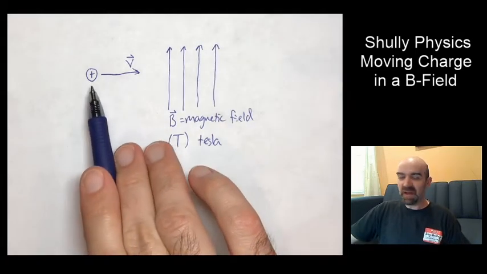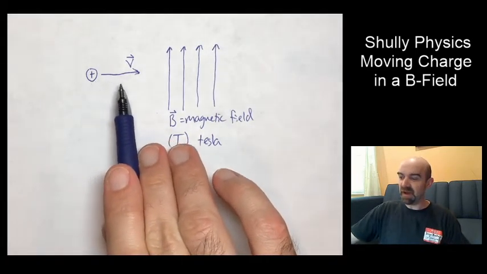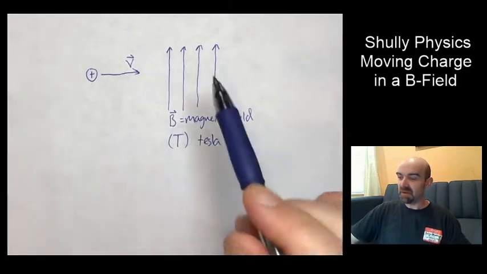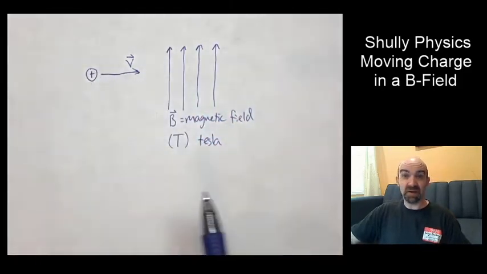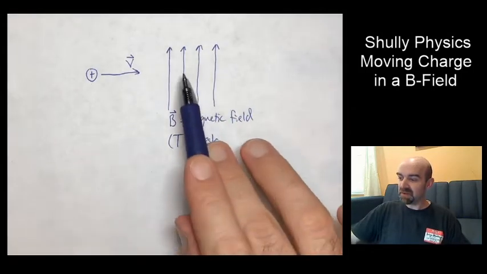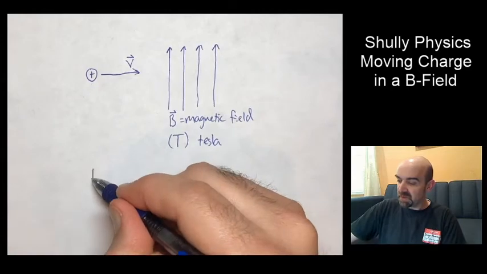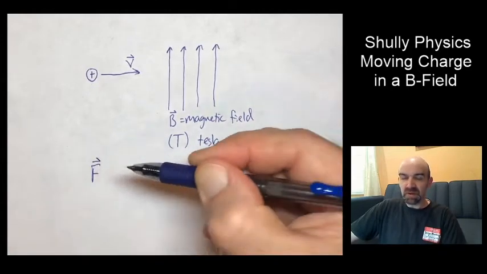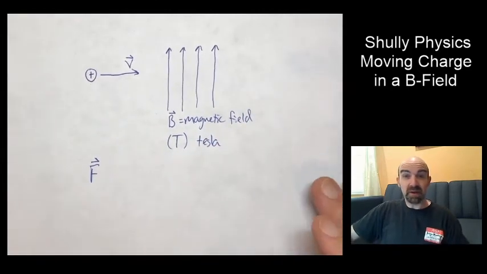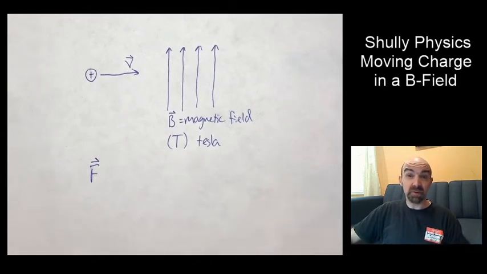All right, so what's going to happen to this positive charge as it passes through the magnetic field? Well, if it's got a velocity to the right, it's going to remain going to the right until it gets into that field, and then something happens to it. A force is applied to it. An electric field will apply an electric force to a charge, whether it's moving or at rest. But a magnetic field will not apply a force to a charge unless it's moving through that field.